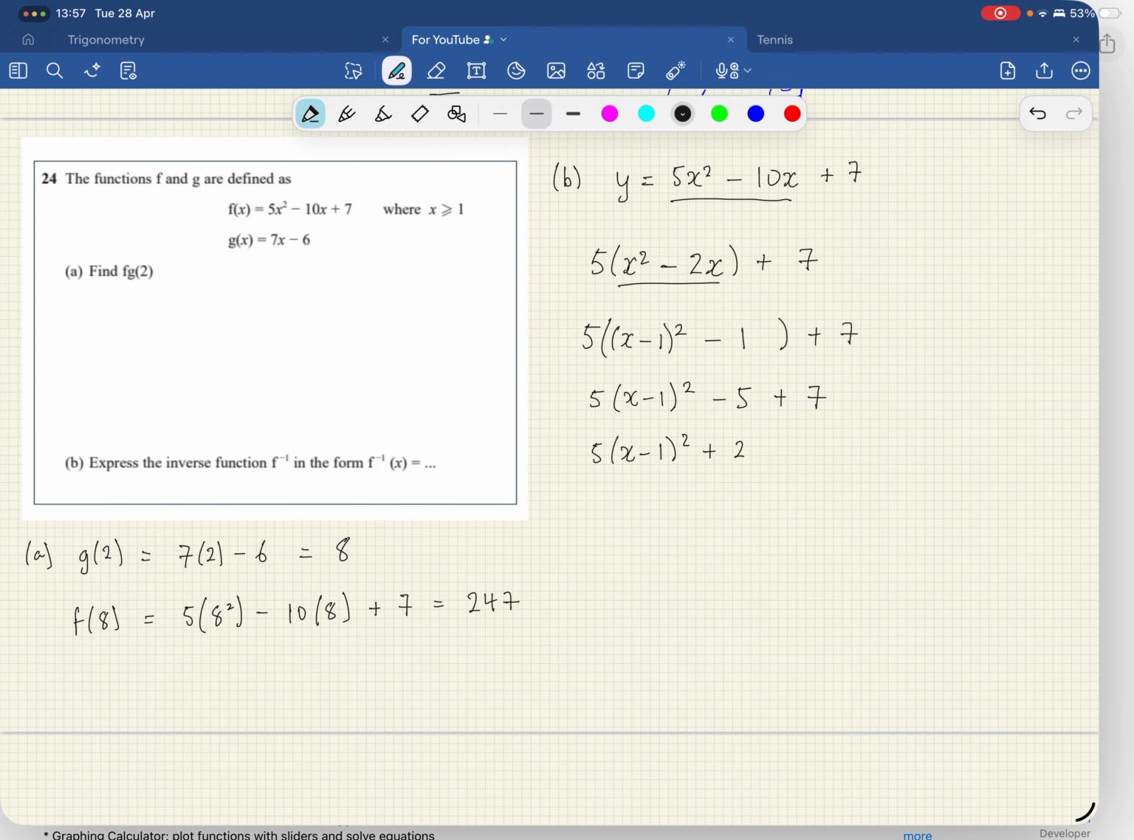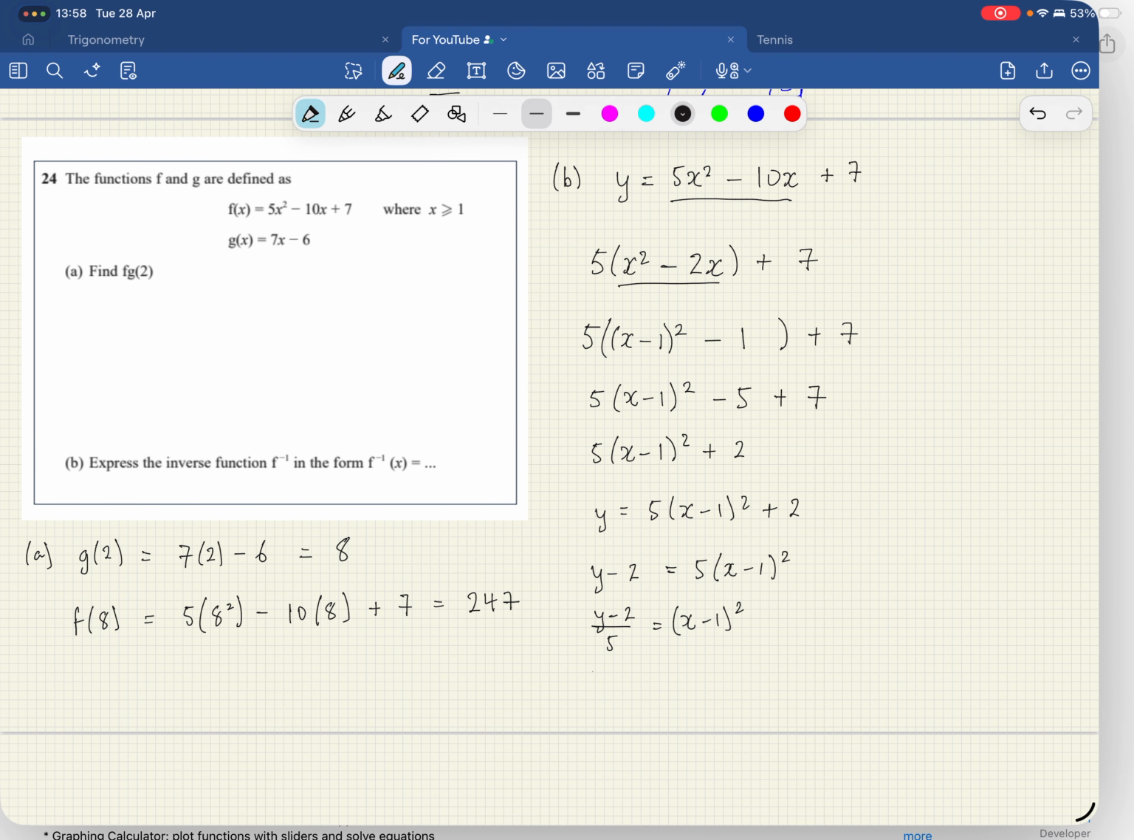At this point, I can actually unpick this and get x on its own, which is what I want to do. So I'm going to start with y equals 5(x minus 1) squared plus 2, and I'm just going to start undoing it until I get what I want. So first of all I'm going to take away 2, so I'm going to get y minus 2 equals 5(x minus 1) squared. Then I'm going to divide by 5, so I'm going to get (y minus 2) over 5 equals (x minus 1) squared.